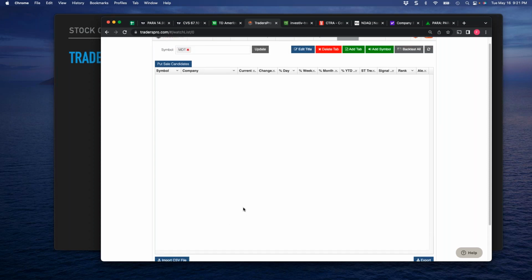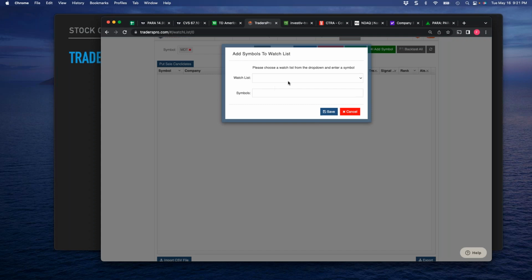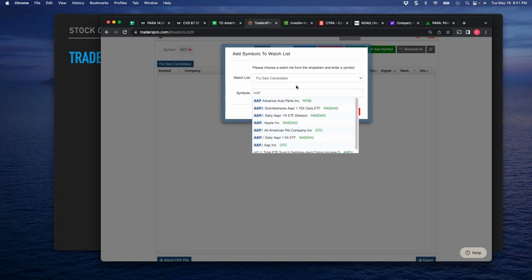I don't have one of those in this case, so I'm just going to create one using the tools on the Traders Pro site. So we'll click Add Symbol. Make sure I select the right watch list. If you've created multiple watch lists, you'll see each of those listed here. You can add multiple symbols to your list just by typing in the symbol and then adding a comma.